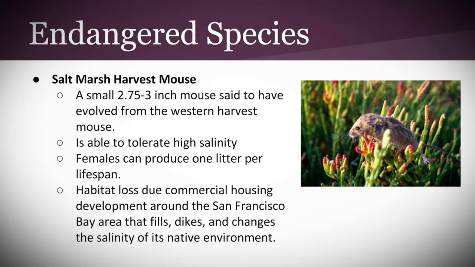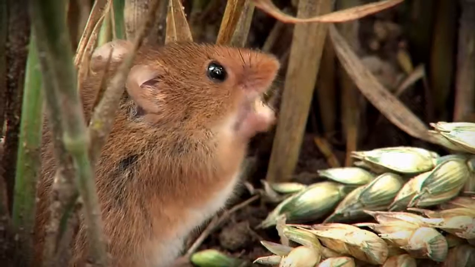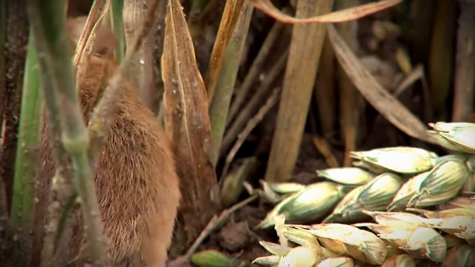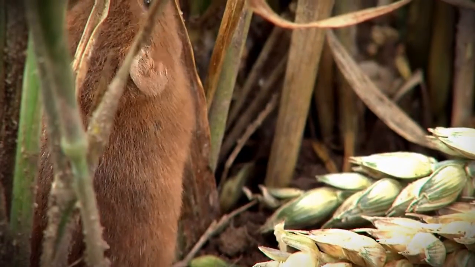Endangered species. The salt marsh harvest mouse. The salt marsh harvest mouse is a small 2.75 to 3-inch mouse that is said to have evolved from the western harvest mouse. It can tolerate high salinity in its environment, as shown by its preferred brackish environment and its favorite shelter, the pickleweed plant.